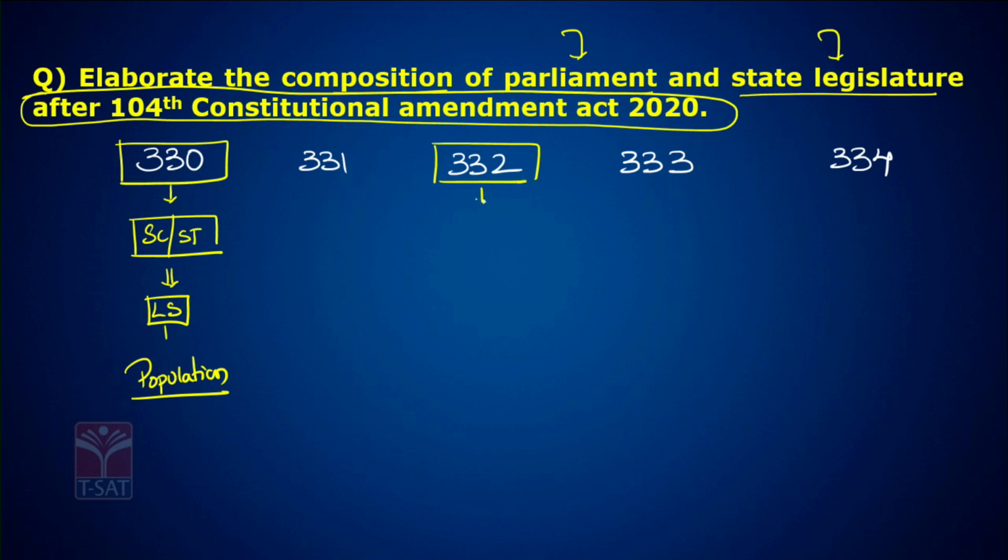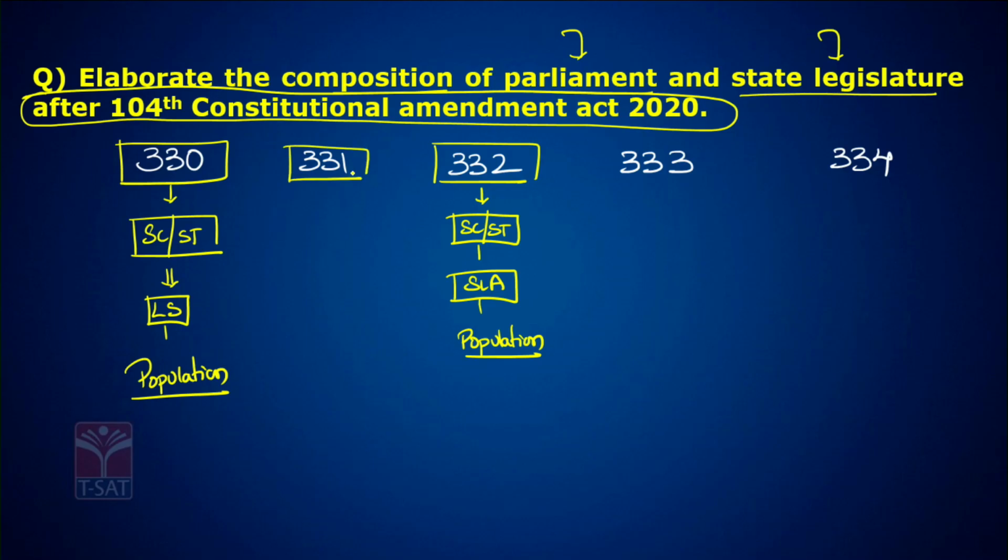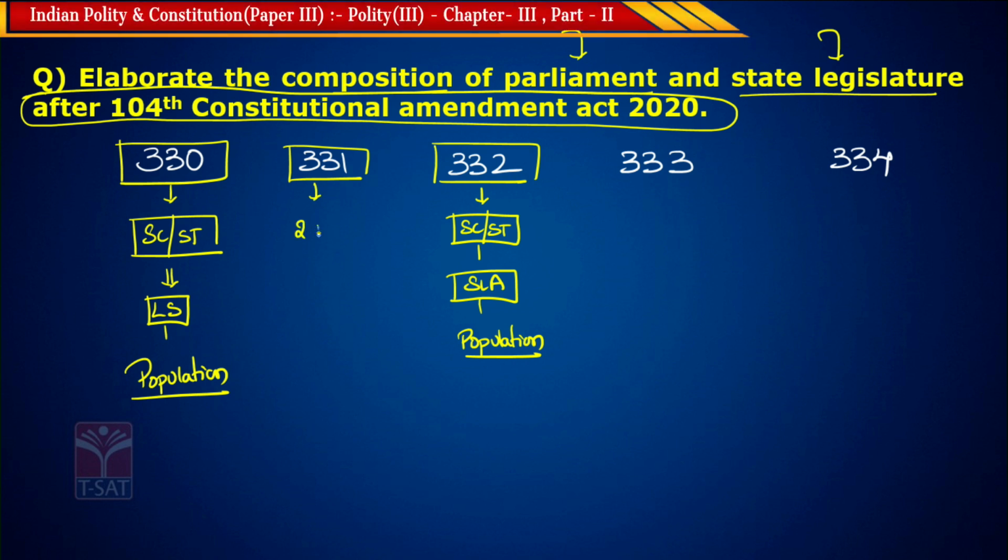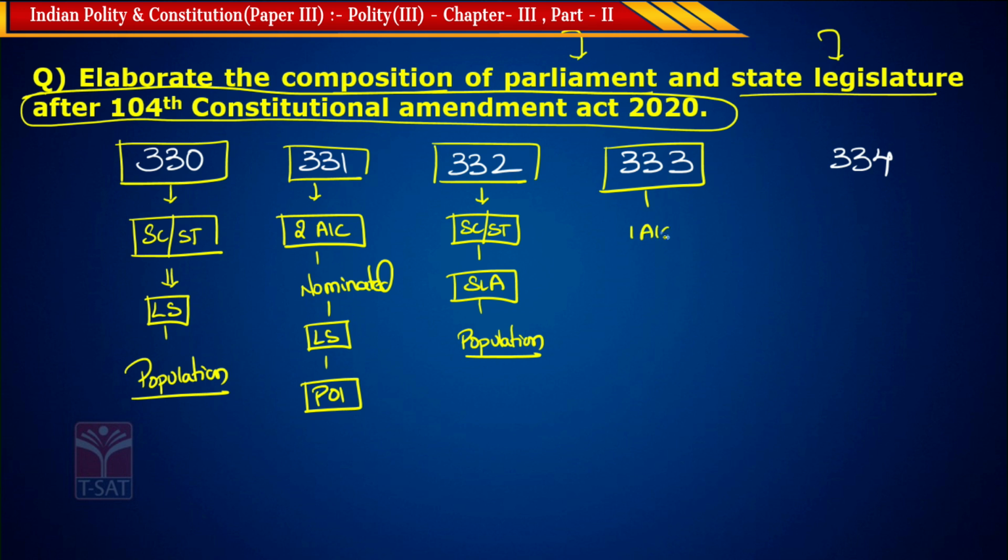Article 332: SC and ST seat reservation shall be continued in the assembly on the basis of population. Article 331: Up to 2 Anglo-Indian community members shall be nominated in Lok Sabha by the President of India. Article 333: Up to 1 Anglo-Indian community member shall be nominated in the State Legislative Assembly by the Governor.